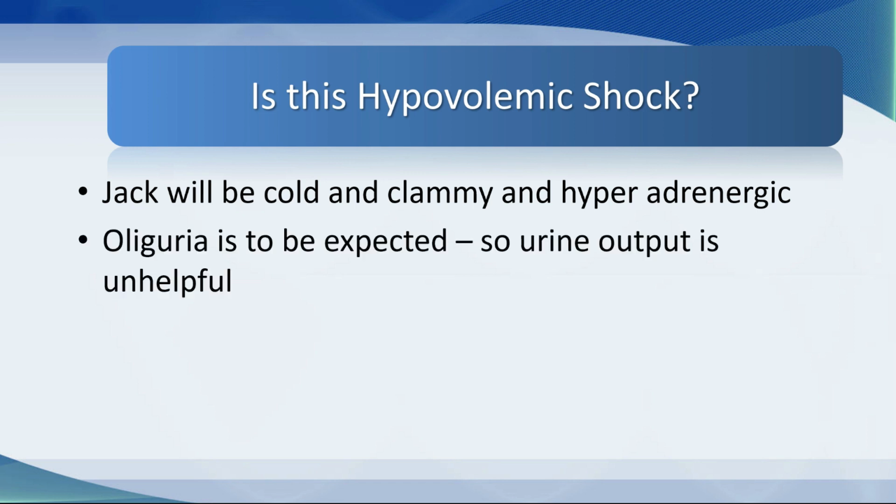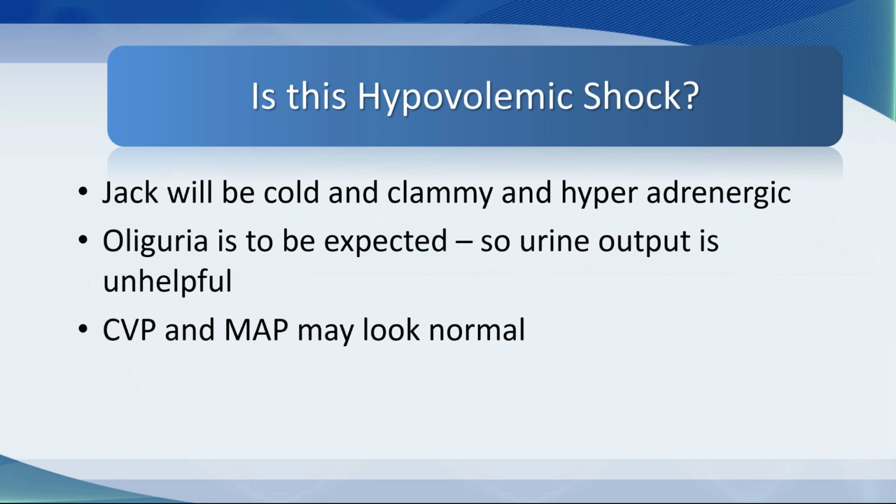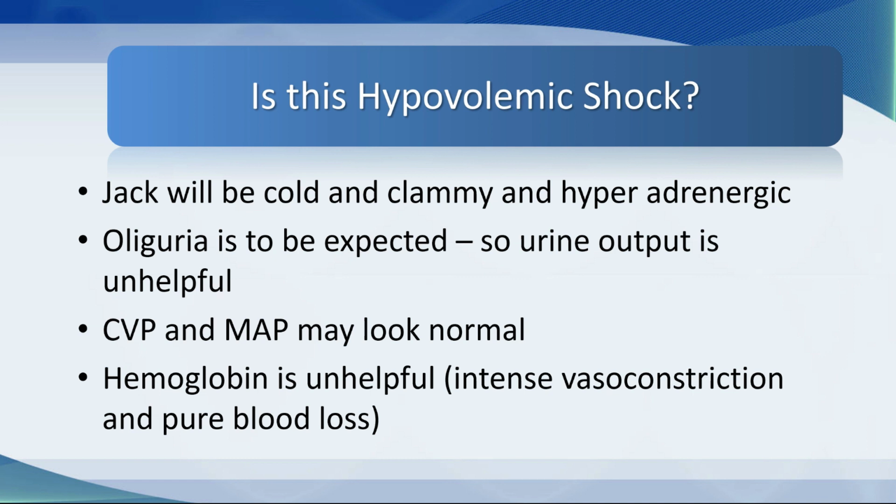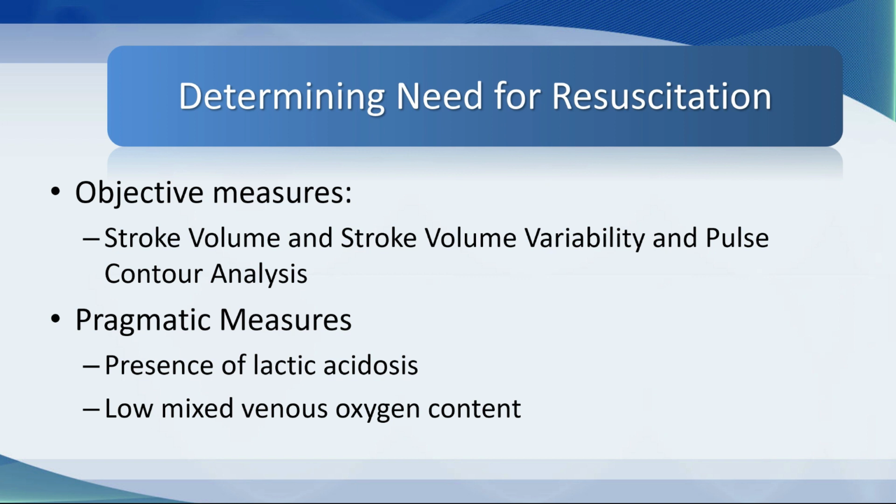Oliguria is going to be expected, as urinary output is going to be unhelpful. The CVP and the MAP I've already told you may actually look normal, and this can be misleading. And the hemoglobin is unhelpful because of intense vasoconstriction associated with pure blood loss. So in order to determine the need for resuscitation, you need some objective measures and you need some pragmatic measures.